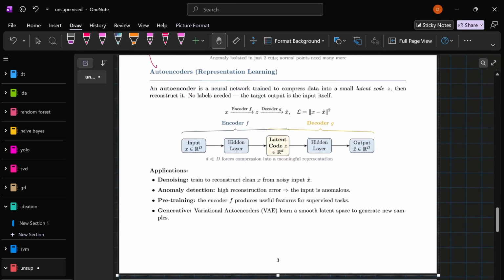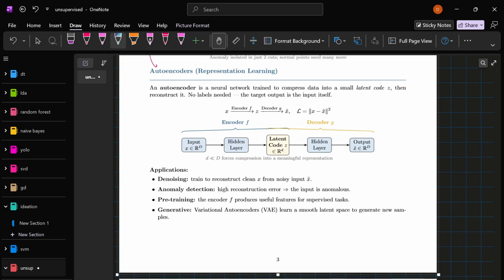Okay, we have one more important section, the autoencoder. Now in the neural network approach to unsupervised learning, an autoencoder is a neural network with a specific structure and a very clever training trick. The structure has two parts, encoder and decoder. The encoder takes the input x, which can be high dimensional, say thousands of pixels in an image, and compresses it down to a small latent code z, maybe just 32 dimensions. The decoder takes the latent code z and tries to reconstruct the original image, giving you x hat.